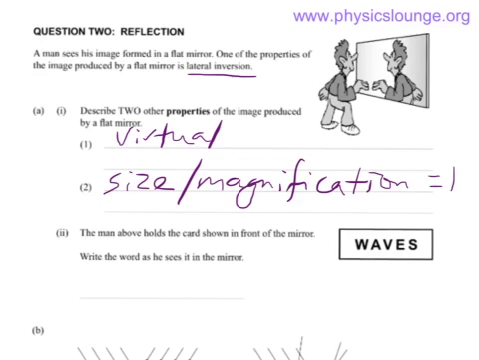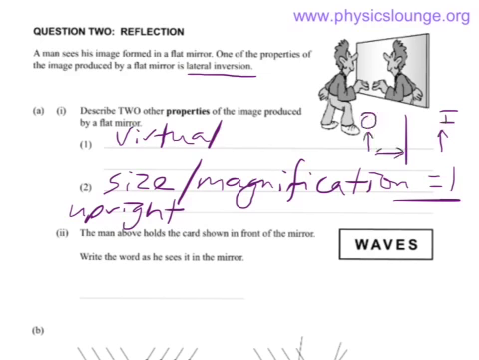You can also add that the image is upright. So that's not upside down, it's not inverted. We've already said it's virtual. What else? I guess we're going with that magnification being 1. The distance from the image and the object is going to be the same distance apart. So that's also another, I think that's more than enough.